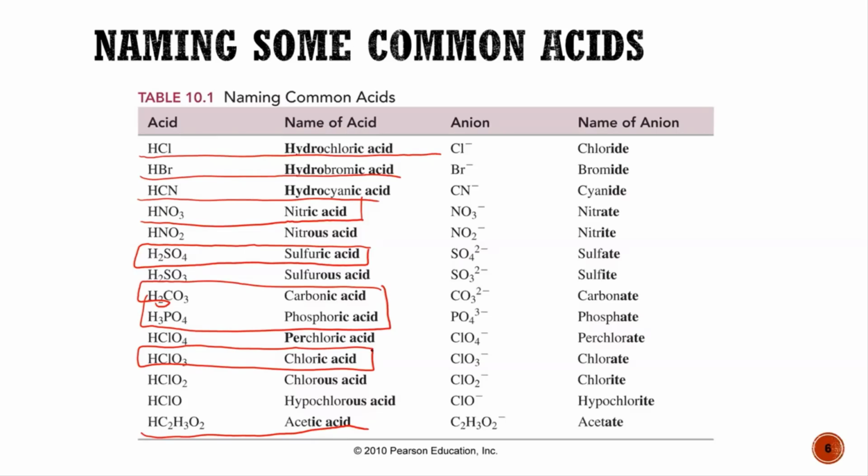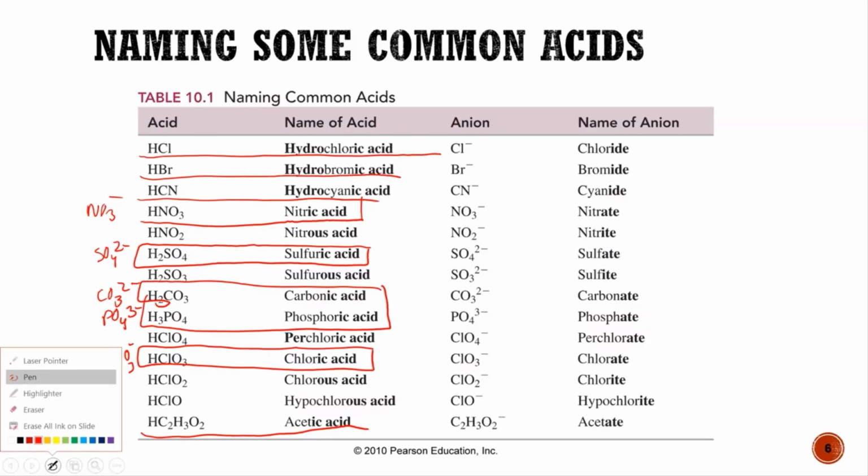But all of these ic acids that are oxyacids were derived from the ate ions: nitrate, sulfate, carbonate, phosphate, and chlorate. But are there other acids on top of the binary and the oxyic acids? Are there additional acids? Are there more acids?